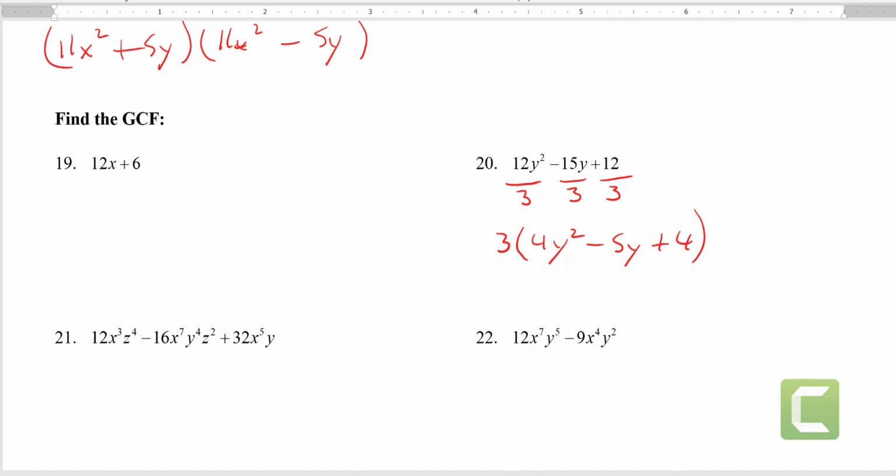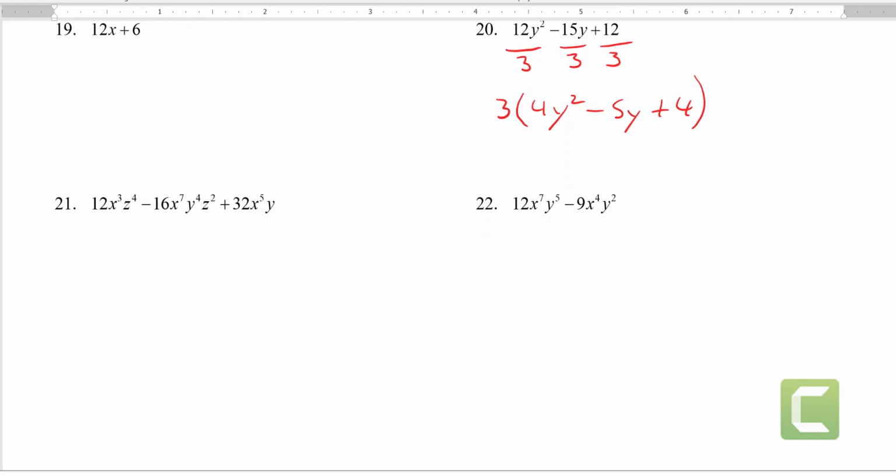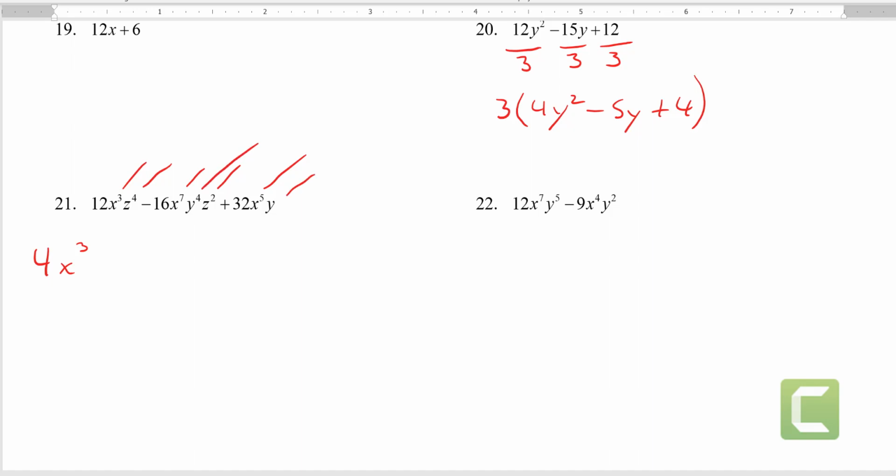Okay, let's do 21. The greatest common factor is 4 goes into everything. So it's 4, and that has an x cubed, x to the 7th, and x to the 5th. So x cubed is the smallest. That has a z, that has a z, that doesn't have a z. So no z. And this one and this one have a y, but the first one does not have a y. So that's it. It's 4x cubed. So we divide each of these by 4x cubed.